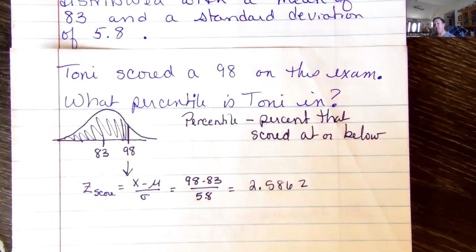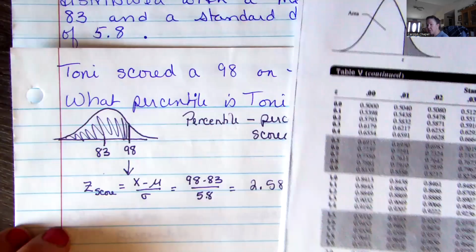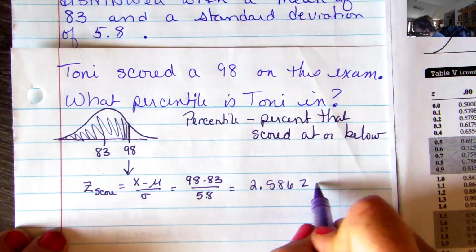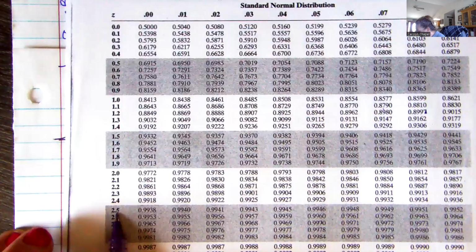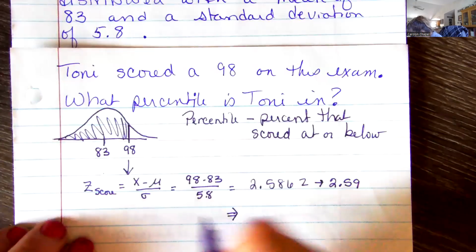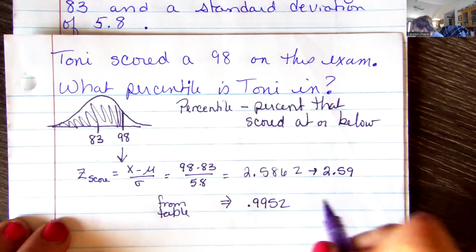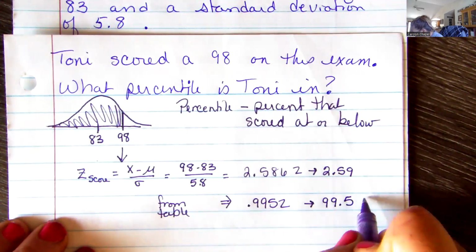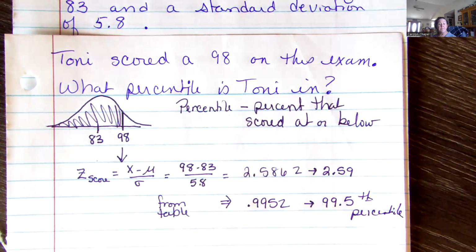Now this is where things are going to become a little different than what we would get using StatCrunch or some other technology, because we do need to do some rounding. My table only goes to 2 digits, which means I need to round this to 2.59. So I'm looking on here at my 2.5, and my 9 is 0.9952. So from the table we got 0.9952, which if I turn that into a percentage, is 99.5th percentile. Or they scored better than 99.5% of students.